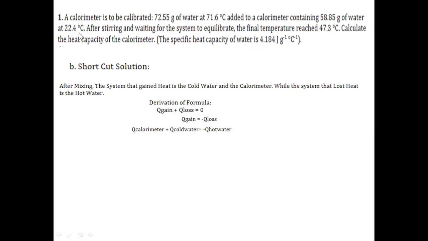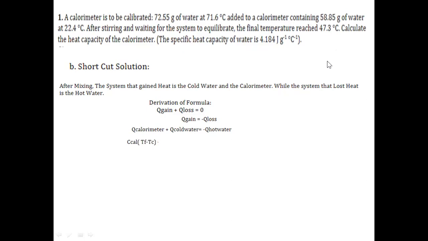Once mixed with the hot water, the calorimeter and cold water had a final temperature of 47.3 degrees Celsius. So from 22.4 degrees Celsius, it has increased to 47.3 degrees Celsius. So both are the systems that gained heat, whereas the system that lost heat, again, is the hot water. Why? From 71.6 degrees Celsius, mixing it with cold water, the temperature became 47.3 degrees Celsius.